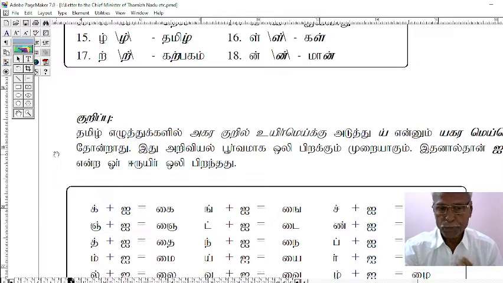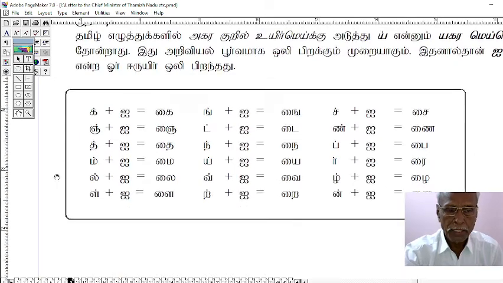That is why A and E combined themselves, forming the diphthong I. So instead of I, using A, E is absolutely wrong.